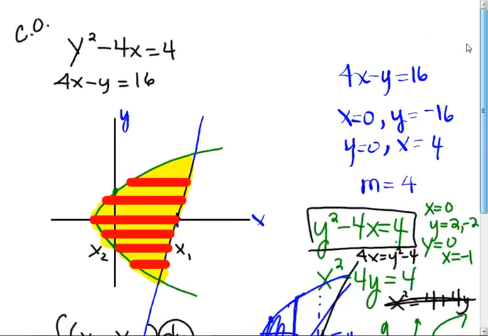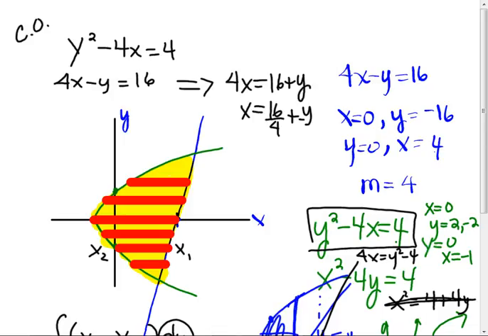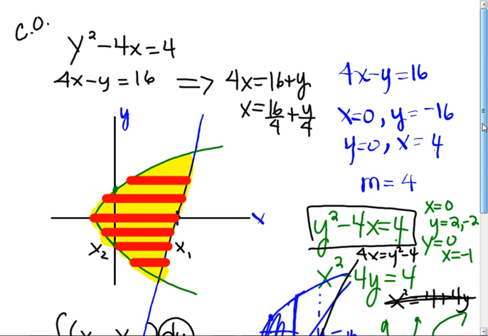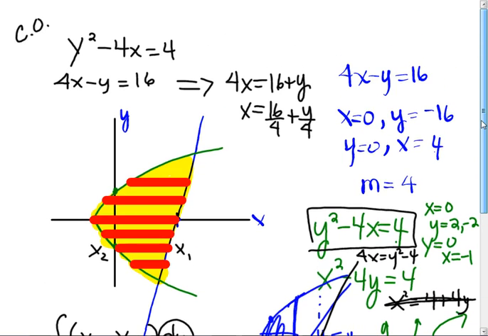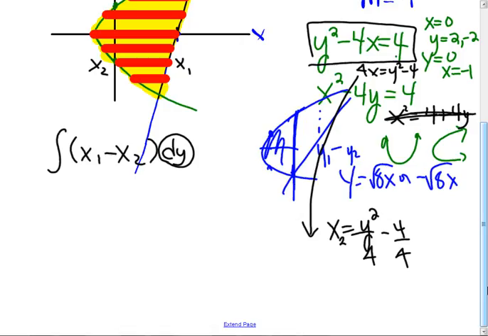x1 is the line. So solving this for x in terms of y, I'll add y to both sides. I want x in terms of y. 16 plus y, and so x equals 16 over 4 plus y over 4. Okay, so x1 was the line, that's this one. So it's 4 plus y over 4, minus the other one, which is y squared over 4 minus 4 over 4, but that's just 1.